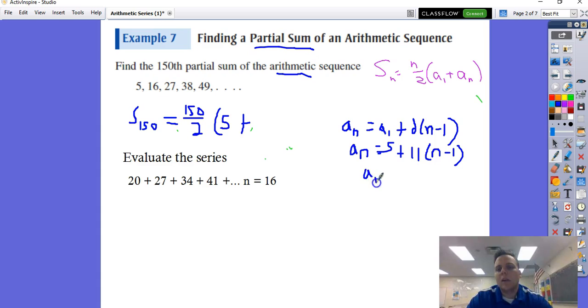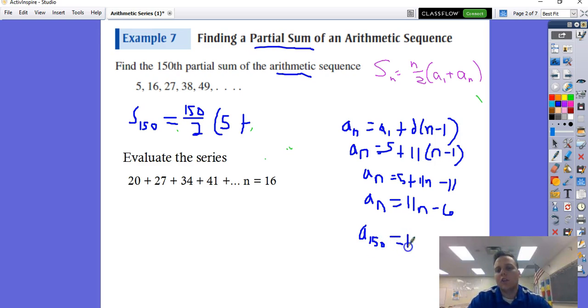Okay, so then that gives me a sub n is equal to 5 plus 11n minus 11. And then I can say a sub n is equal to 5 minus 11 would be negative 6. So I'm just going to say 11n minus 6. All right. So now I want to find the last term. If I'm finding the first 150 terms, what is going to be the last term? If I'm summing up the first 150 terms, what is going to be the last term I need to know? Hopefully you realize that's pretty obviously I'm going to need to know the 150th term. That would be the last term I need to find.